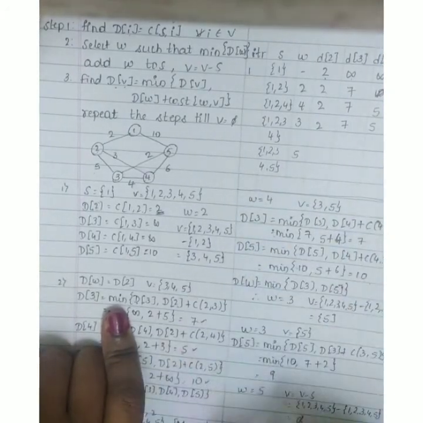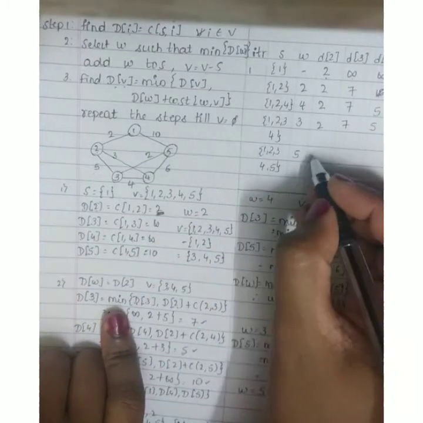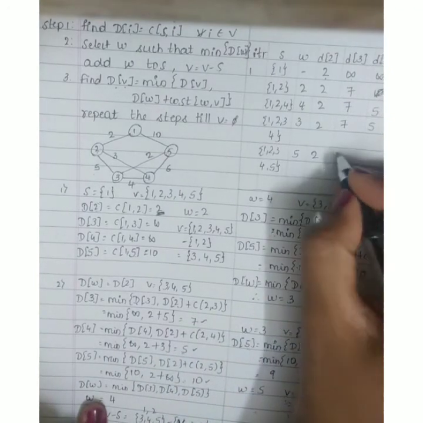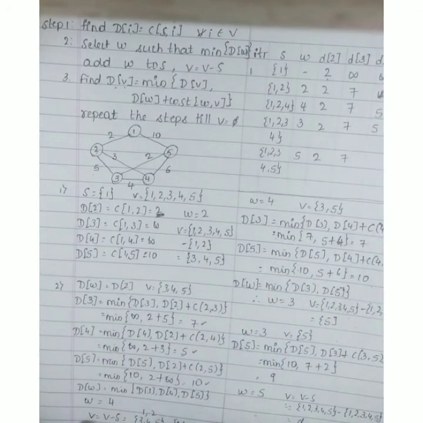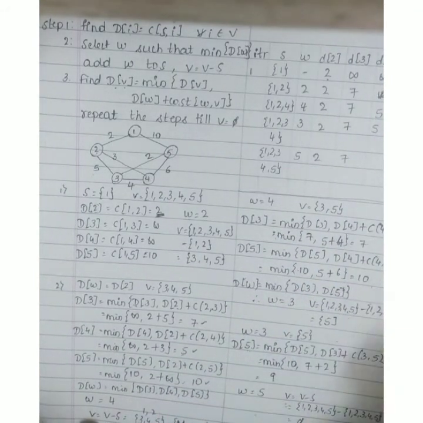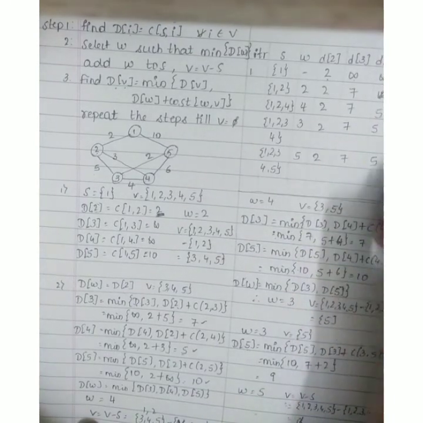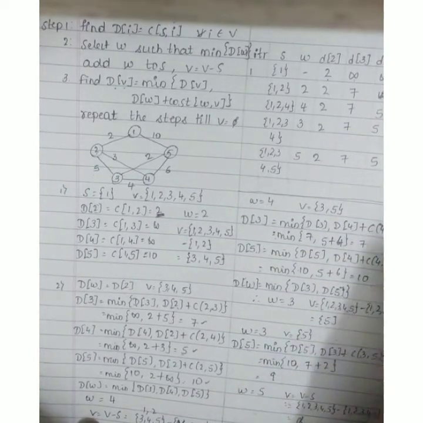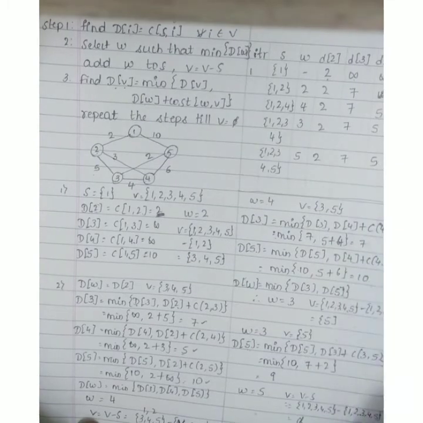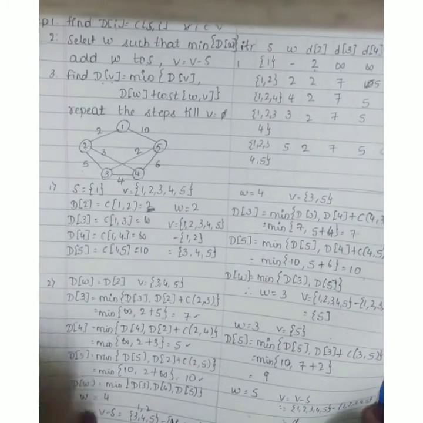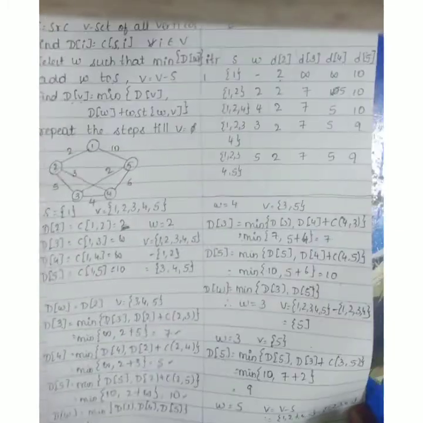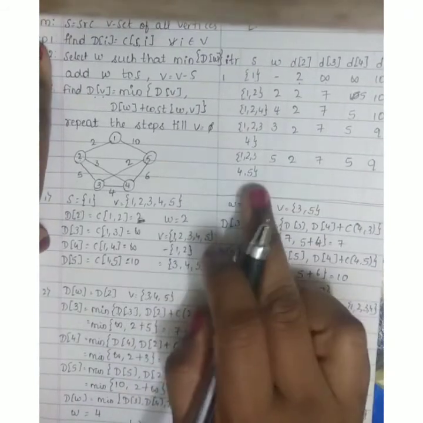So finally we'll write down all the distances at each step whatever we have got. Initially 2. Then for 3 we updated, it is 7 itself. Then 4, the distance was 5. Finally we updated this one, it is 9. So this is the final table.